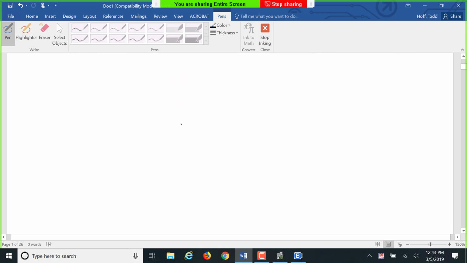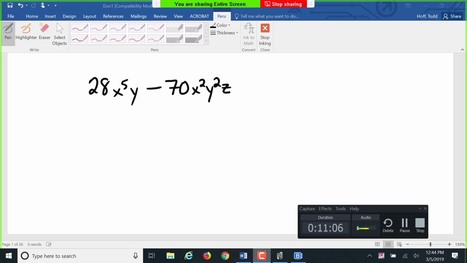I'm going to have you try one. 28x to the fifth y minus 70x squared y squared z. So in your notes, I'm going to have you find the greatest common factor and divide it out to factor that.